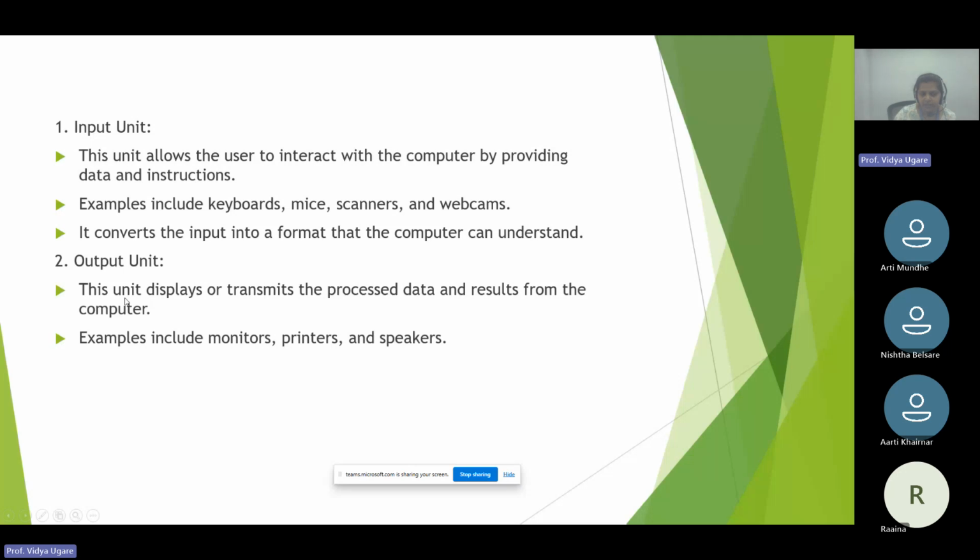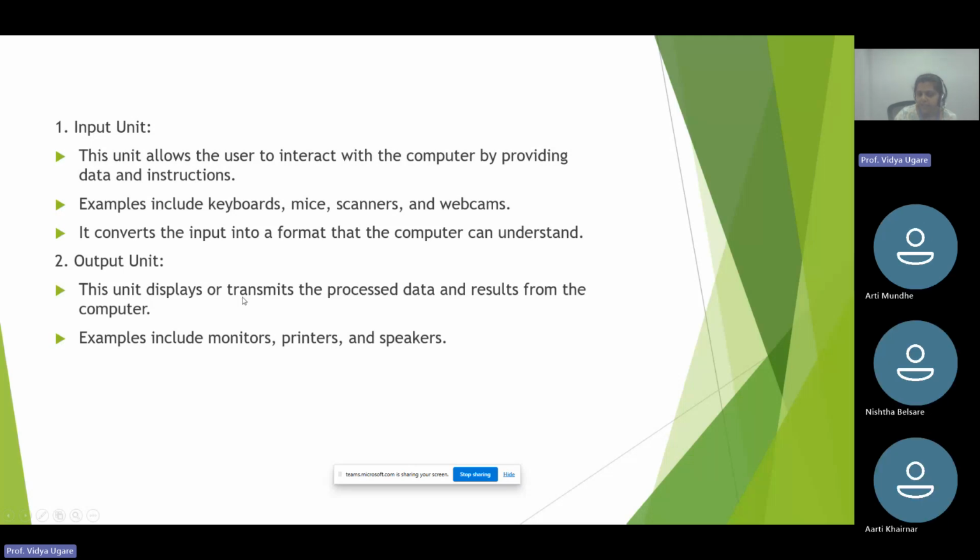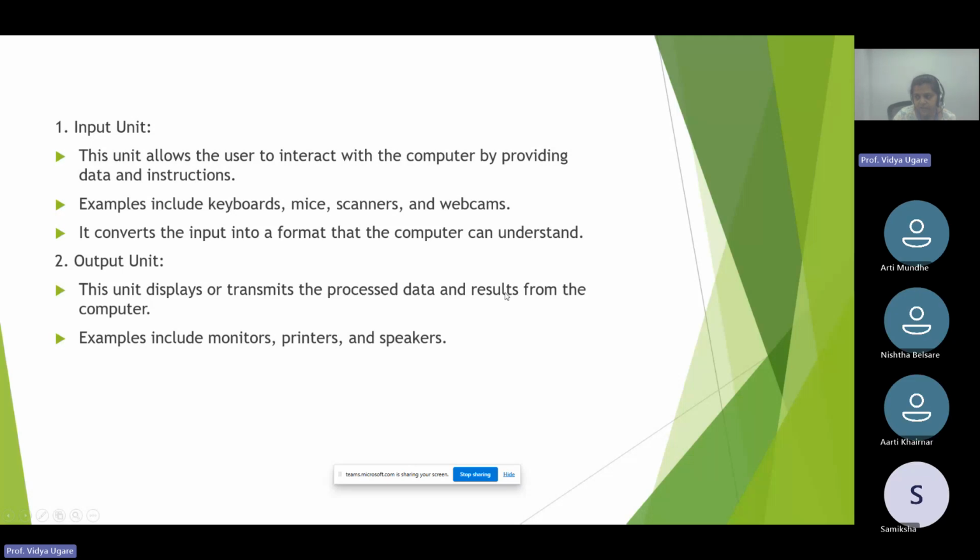Yes. So the output unit is going to display the processed data or the results given by the processor, which includes, as I have already told you, examples for output units such as monitor, printer, speakers, everything, right?